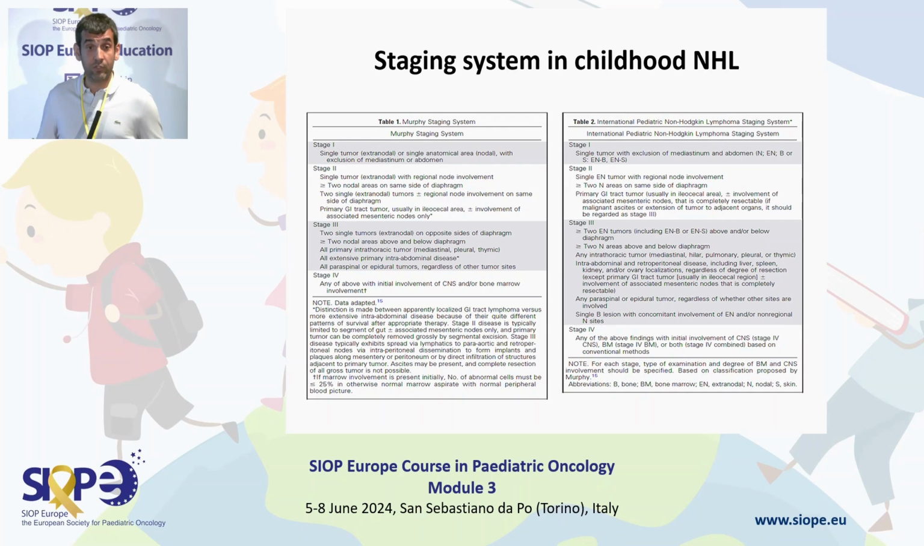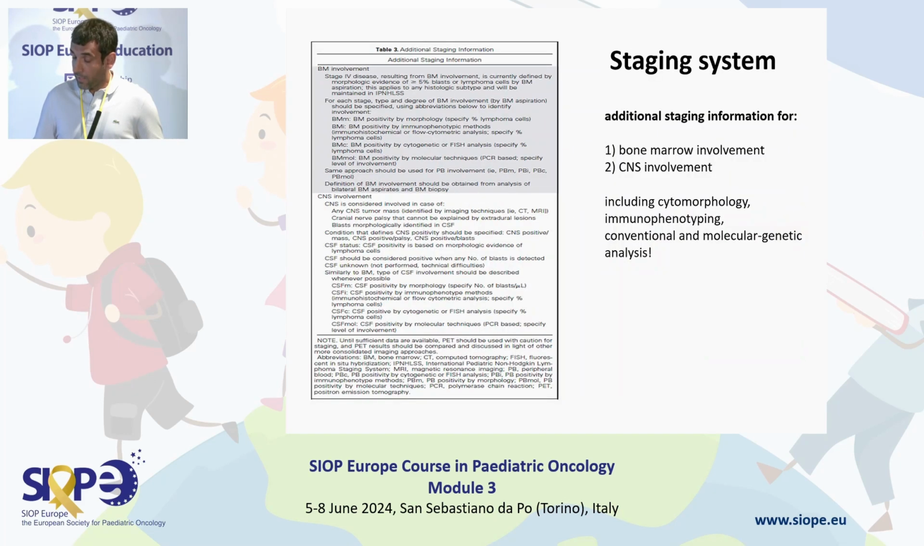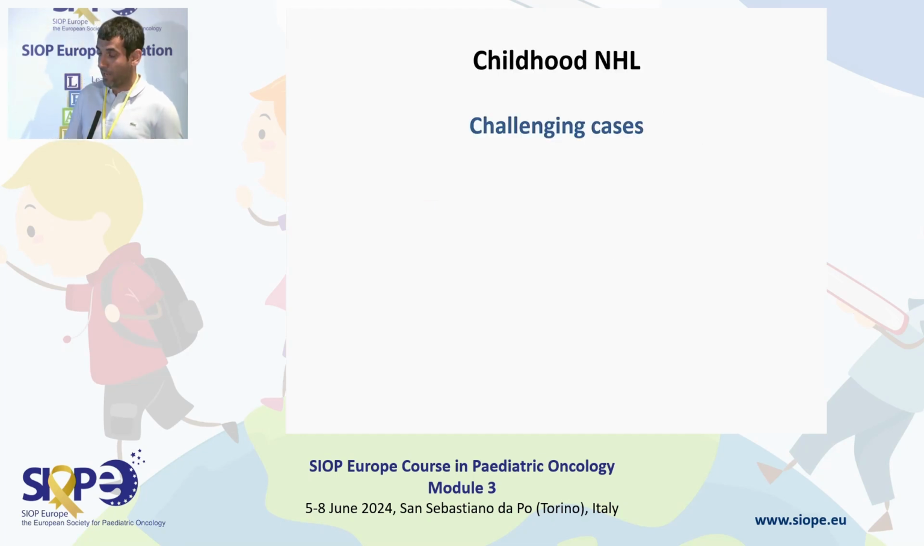Then with regard to the staging system of NHL, this has been discussed. In the liquid tumor track, we had this old St. Jude's staging system, which was invented in the mid 70s. We have updated it already some years ago by the so-called International Pediatric NHL staging system, which is more precise, especially with regard to extranodal sites of involvement. And it also asks for more precise analysis of the CSF and bone marrow, not only by cytomorphology, but also by FACS analysis and molecular genetic tests. But I will not go through the details. So let's start with the challenging cases.